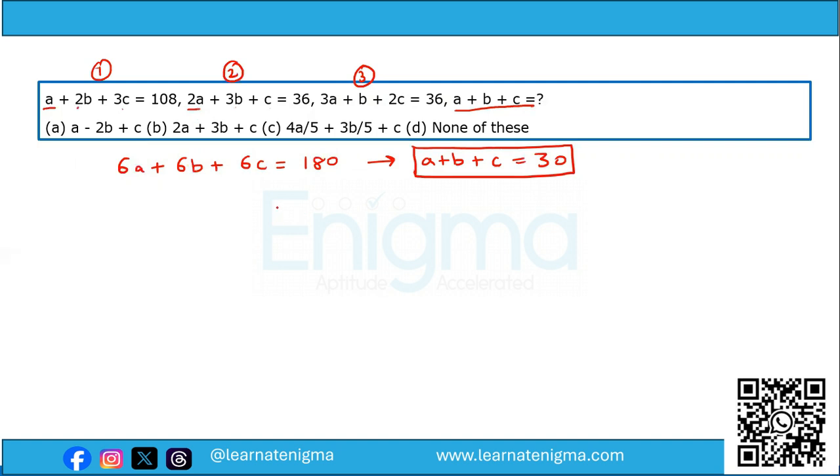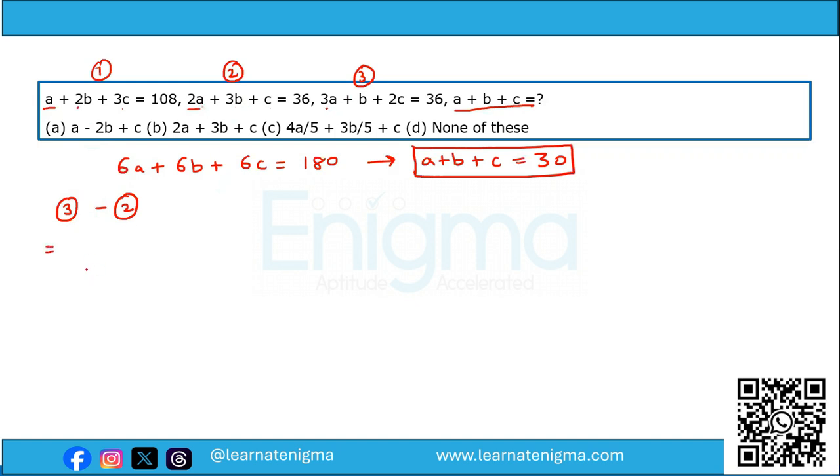Now, the options are not in terms of direct values, but in terms of a, b, c. Okay, so let's see how we can do it. Let's try and subtract the second equation from the third equation. So if we do 3 minus 2, what will happen?